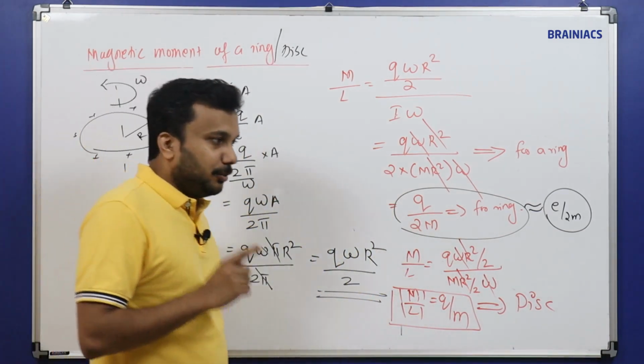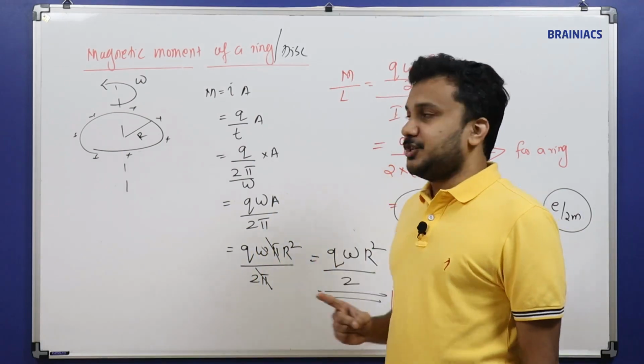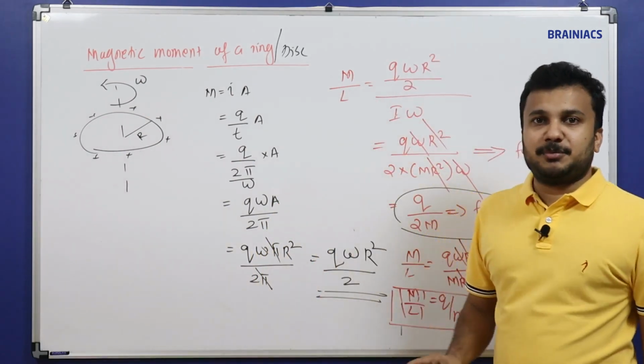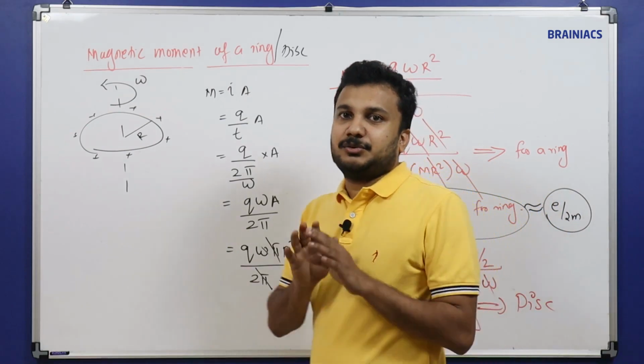So that was the ratio of the magnetic moment to the angular momentum. The topic is over.